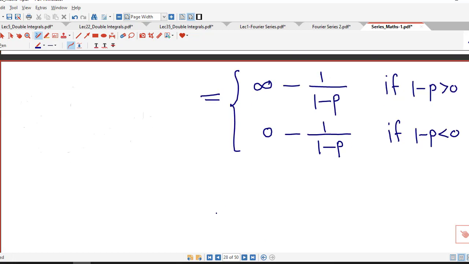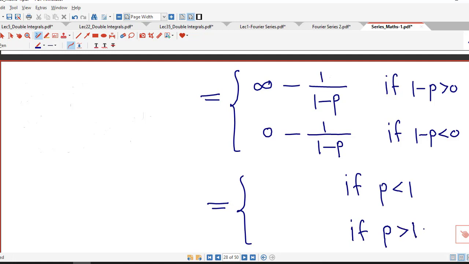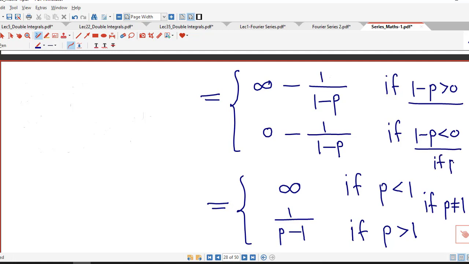Now we can rewrite all these things. If 1 minus p is positive, that is if p is less than 1, then we have infinity minus a finite number, which is infinity. And if 1 minus p is negative, that we can rewrite as p greater than 1, we have minus 1 over 1 minus p, which we can rewrite as 1 over p minus 1, and since p is not equal to 1, we don't have any problem with division by p minus 1.